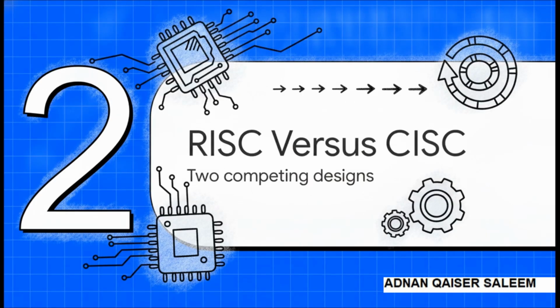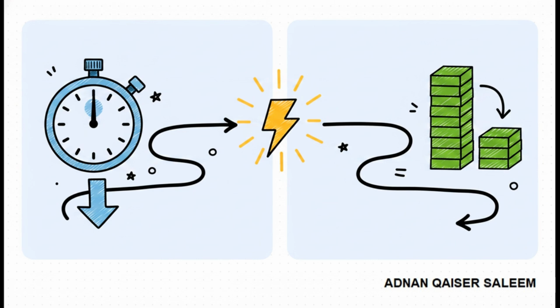Moving right along to Section 2, RISC versus CISC, two competing philosophies of processor design. These are basically our two primary architectural solutions to that speed equation we just looked at. On one side, we've got RISC, which stands for Reduced Instruction Set Computer. RISC attacks the equation by aggressively reducing the average clock cycles per instruction. Then on the other side, we have CISC, or Complex Instruction Set Computer. CISC attacks the totally opposite part of the equation by trying to reduce the total number of instructions per program. They both desperately want the same thing, faster execution, but they take completely different paths to get there.